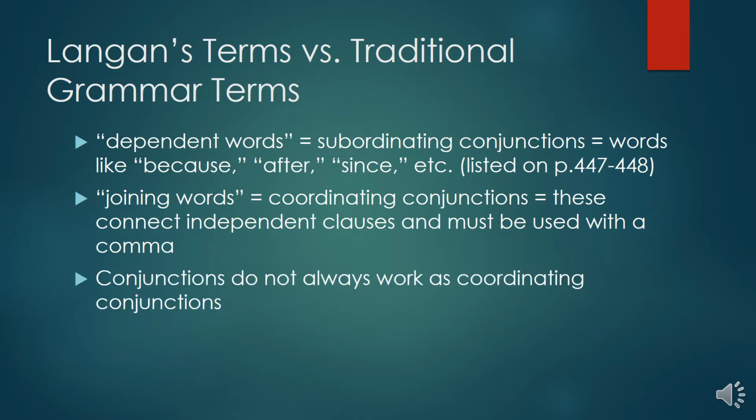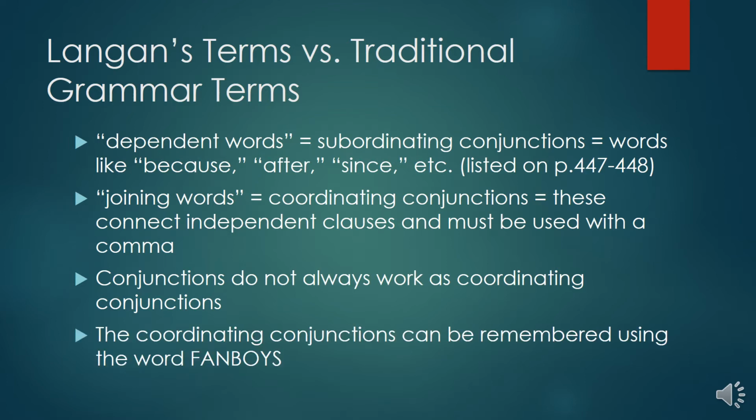Keep in mind that conjunctions do not always work as coordinating conjunctions. So some conjunctions are what he would call joining words, like and, sometimes coordinating in that sometimes that conjunction is connecting two independent clauses, but other times that conjunction is just connecting or joining two random nouns. So if I said bread and milk, in that case and is joining the two nouns bread and milk, but it's not acting as a coordinating conjunction because it's not coordinating or joining two independent clauses.